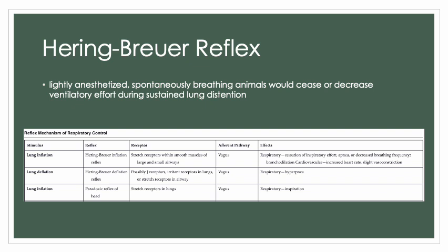The receptor is listed here, the stretch receptors within smooth muscle. The afferent pathway is the vagus nerve, and in the effects you have cessation of inspiratory effort, apnea, or decreased breathing frequency. Conversely, during lung deflation, the Hering-Breuer deflation reflex is also active. The receptor is possibly J receptors. Again, the afferent pathway is the vagus nerve, and the effect you have is respiratory hyperpnea.